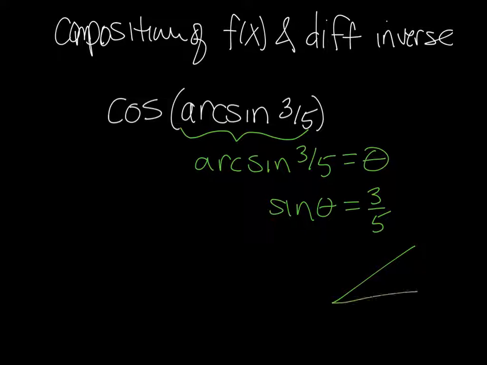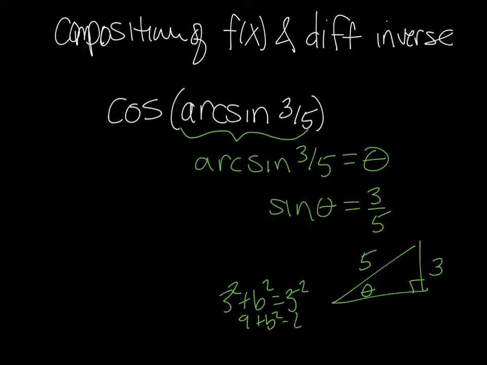Okay, we're going to set up a triangle. Put our angle in there. Sine is the opposite over the hypotenuse. We're going to do the Pythagorean theorem to figure out what the other side is going to be. So we've got 9 plus b squared equals 25. We get b squared equals 16. We get that b equals 4. Okay? So now let's look at what just happened.